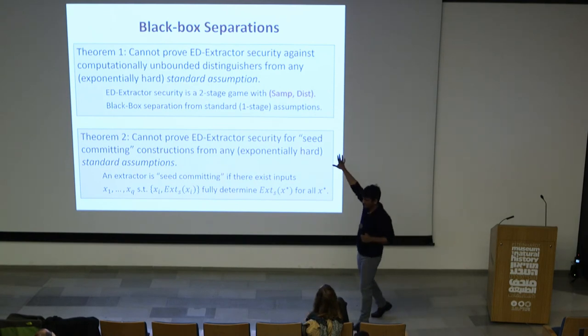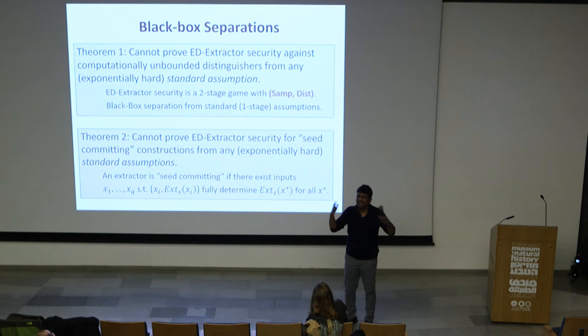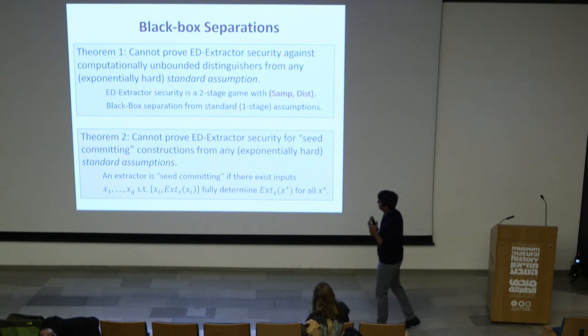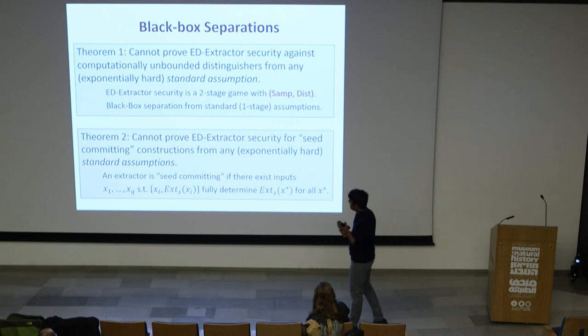for unbounded distinguishers. There we show that you cannot prove security of any ED extractor construction under standard assumptions, where standard assumptions mean RSA, LWE, any one-stage game, even with sub-exponential hardness. So that's the first theorem. That's for unbounded distinguishers, right? So you have to do something crazy to get security for unbounded distinguishers in the auxiliary information setting.